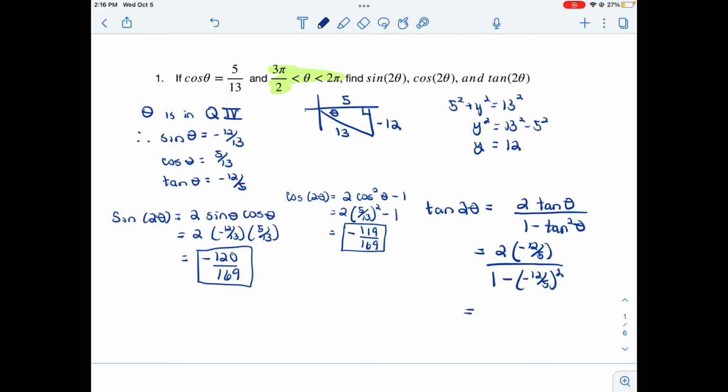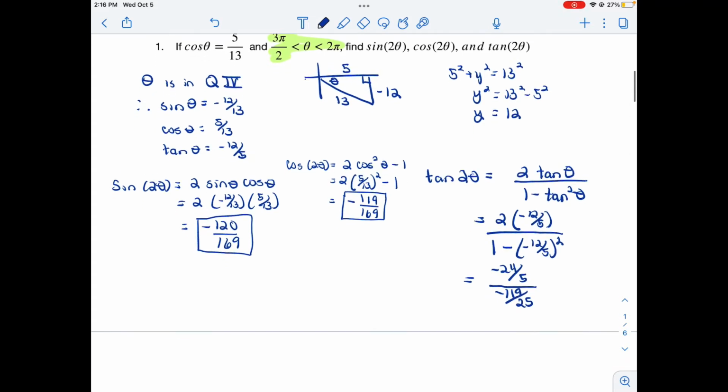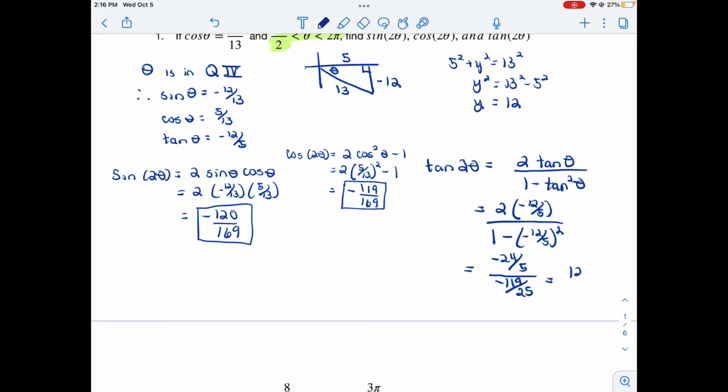So multiplying the top, I'd get negative 24 over 5. And then on the bottom, I square, and then subtract that from 1 and get negative 119 over 25. And then flip and multiply the bottom fraction, and a negative becomes positive, and I end up with 120 divided by 119.